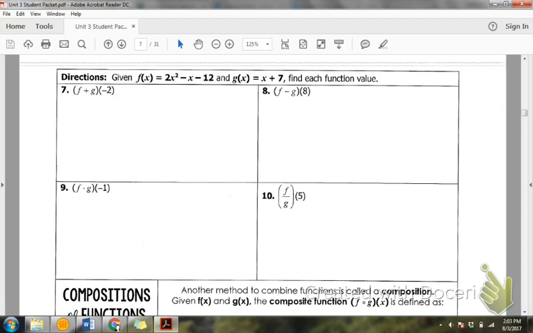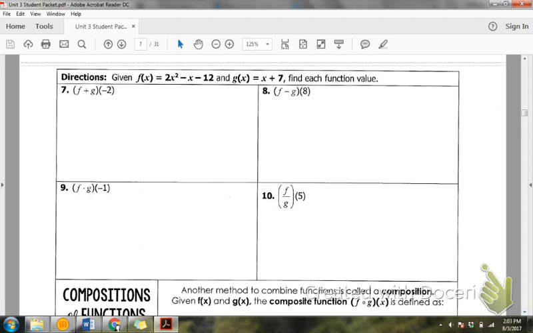So we're going to take the f function minus g. What looks different this time on number 8? It gives us an 8 instead of a what? x. Okay, look at 7, 8, 9, and 10. All of them give us a number instead of x. So we're going to plug that number in for x, but only after we have simplified. So we're going to simplify completely, then plug our number in for x. So let's try number 8.